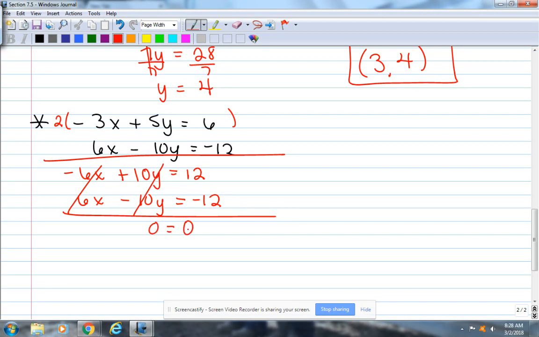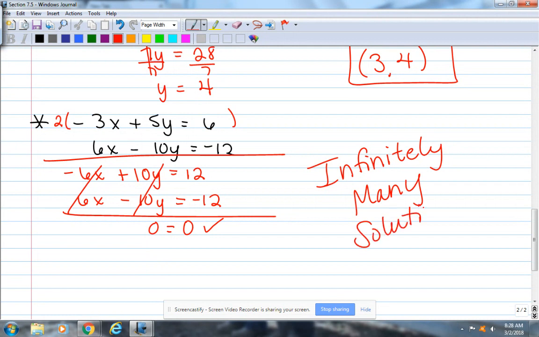Is that true or false? What do we say if the variables cancel out and we're left with 0 equals 0? Infinitely many solutions. It is the same line. Raise your hand if you got infinitely many solutions. Are there any questions? All right.